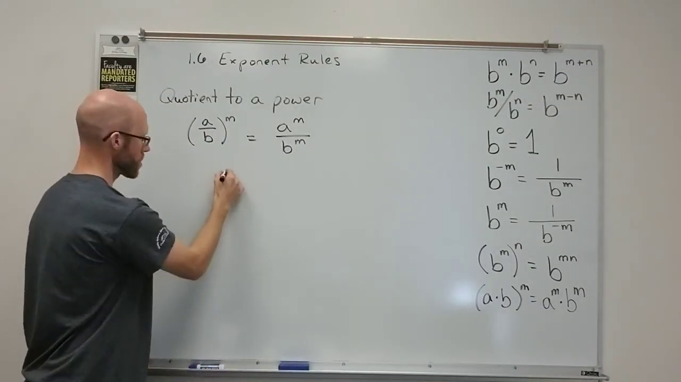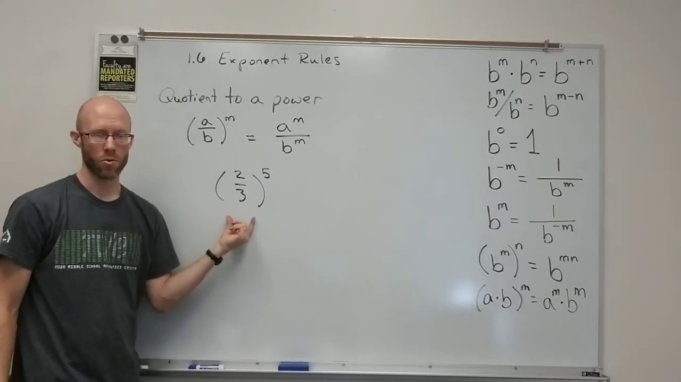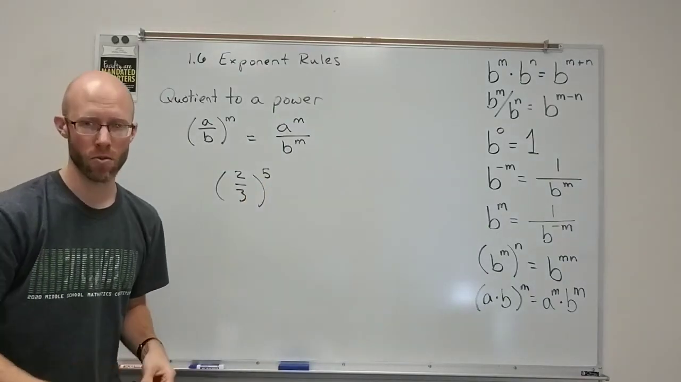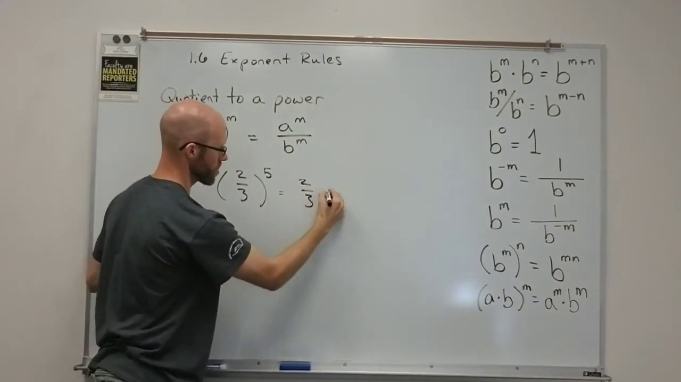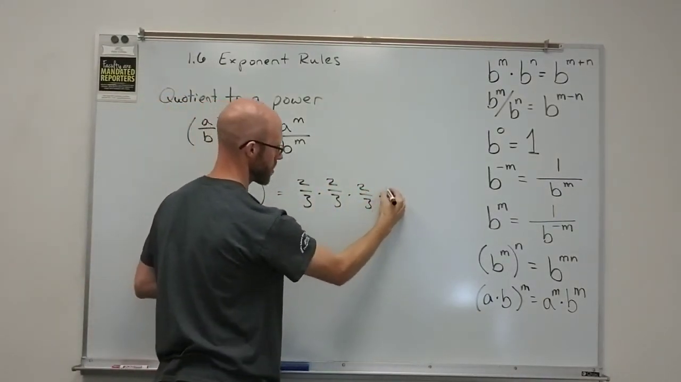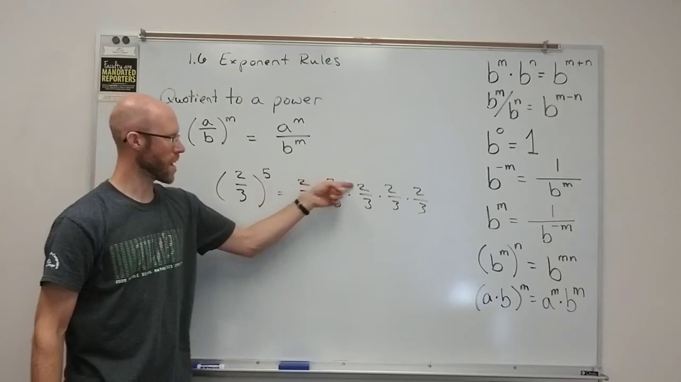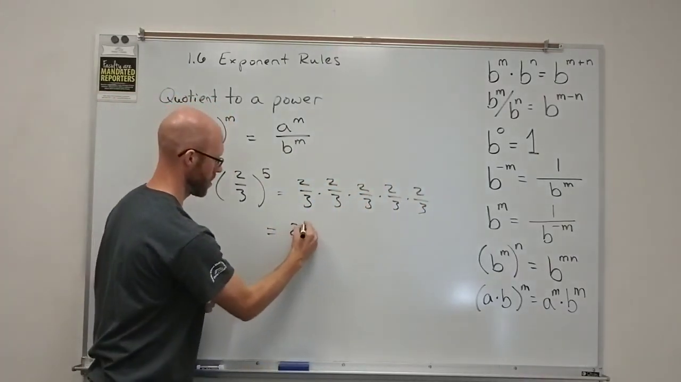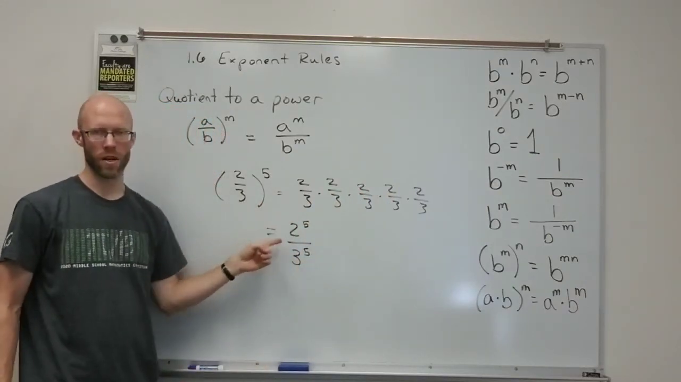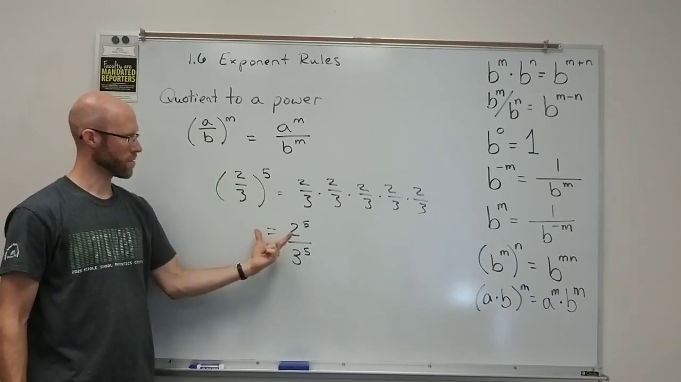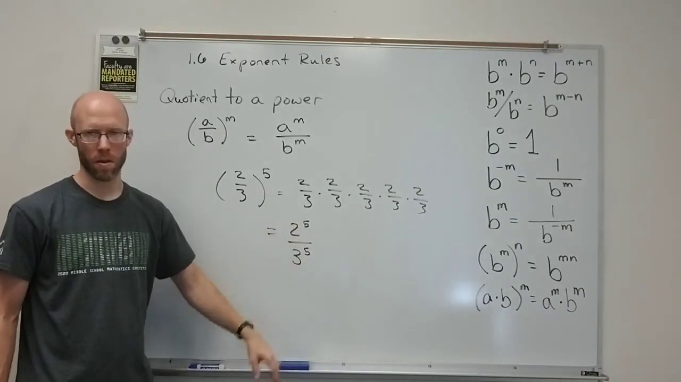Just a quick example, if I had something like 2/3 raised to the 5th power, well, 2/3 to the 5th is really 5 copies of 2/3. Okay, so you'd have like 2/3 times 2/3 times 2/3 times 2/3 times 2/3. So 5 copies of 2/3, which is 5 copies of 2 on top, and 5 copies of 3 on the bottom. So it's like 2 to the 5th and 3 to the 5th. Rather than expanding it all out, we can just apply that 5 to both spots. And of course, these we could calculate, but I'm not going to worry about it right now.